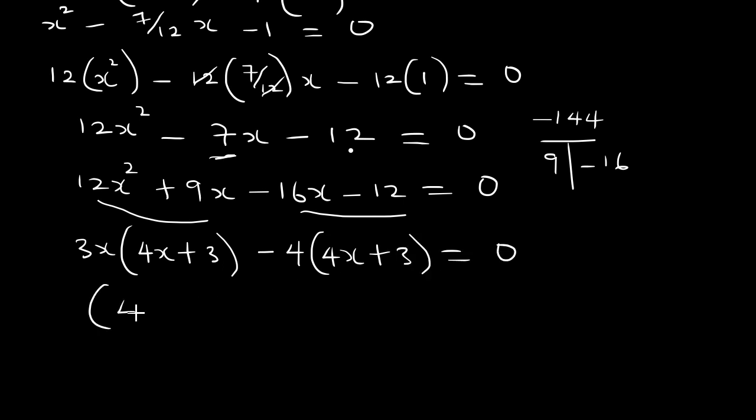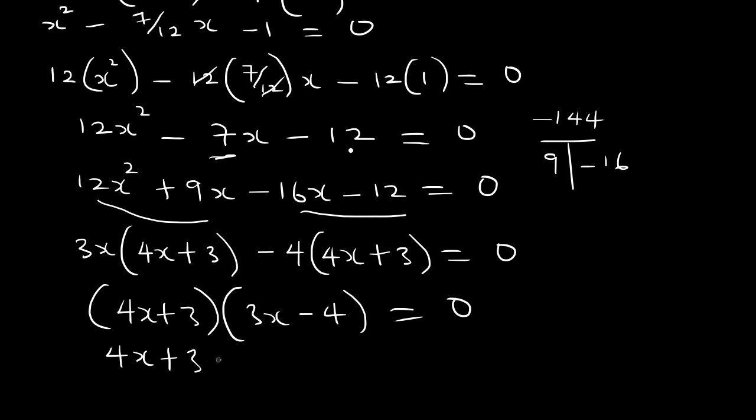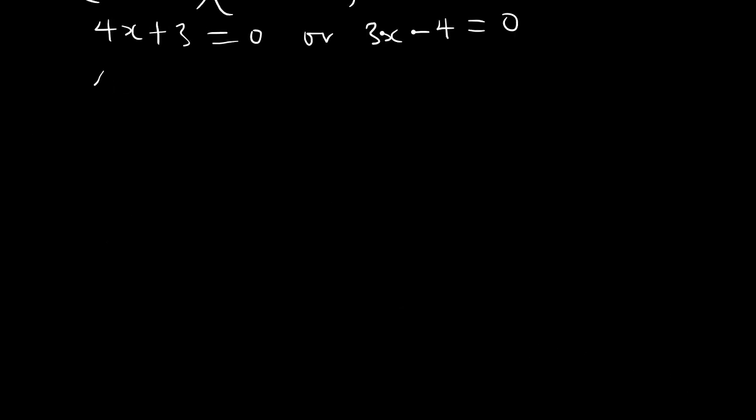Two brackets are the same. We'll take 1, and create the second: 3x minus 4 is equal to 0. So that means that 4x plus 3 is equal to 0, or 3x minus 4 is equal to 0. 4x, if we move 3 to the right hand side, it becomes negative, or 3x will move minus 4 to the right hand side, it becomes 4.